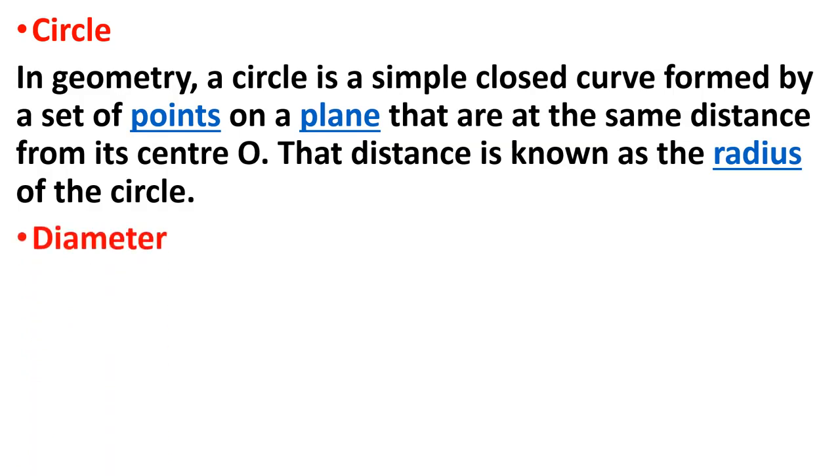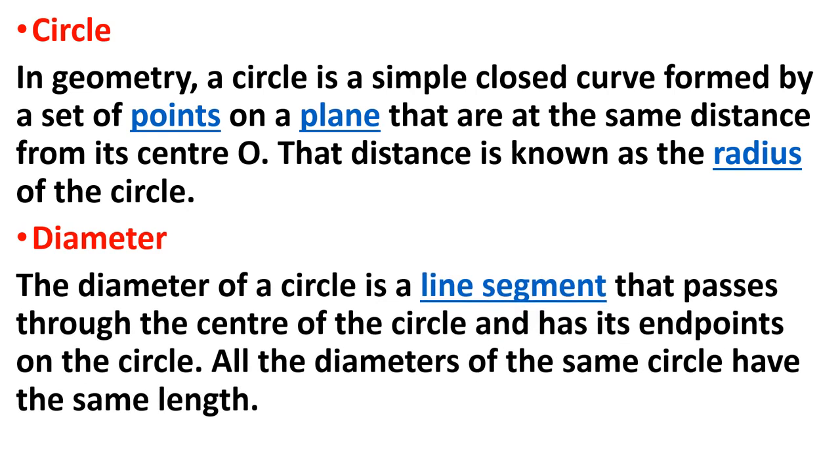Now next is diameter. The diameter of a circle is a line segment that passes through the center of the circle. That we all know, that diameter passes through the center of the circle and its end points lie on the circle. It has two end points and both the end points lie on the circumference of the circle. So two conditions must be fulfilled for diameter. First, it must pass through the center. Second, its end points lie on the circle. All the diameters of the circle have the same length.